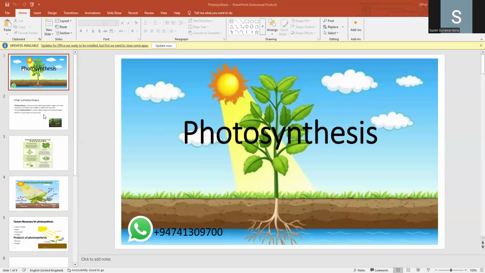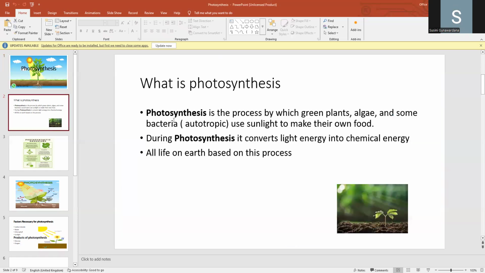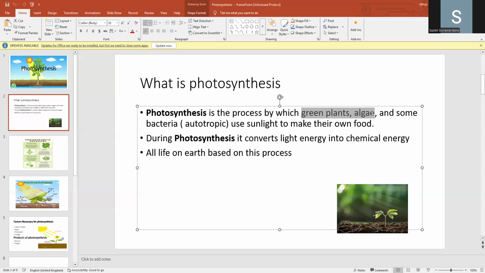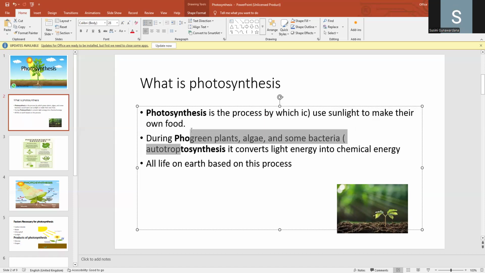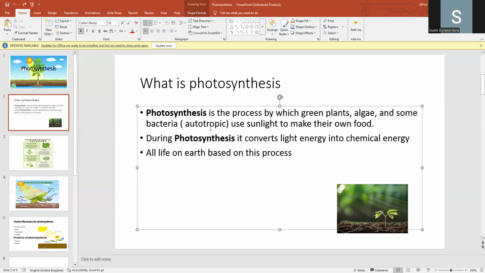First of all, we move to the first slide. As I mentioned earlier, photosynthesis is basically about producing food inside the plants. But not only in plants, this process happens inside green plants, algae, and some bacteria also. Altogether, these organisms are called autotrophs.